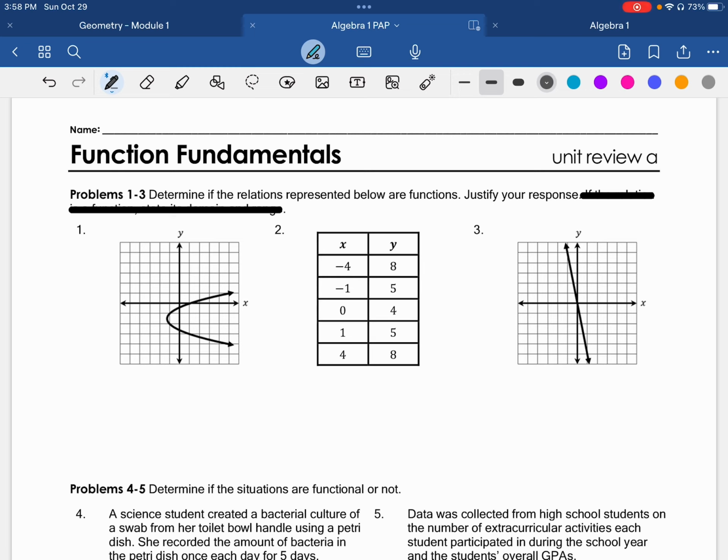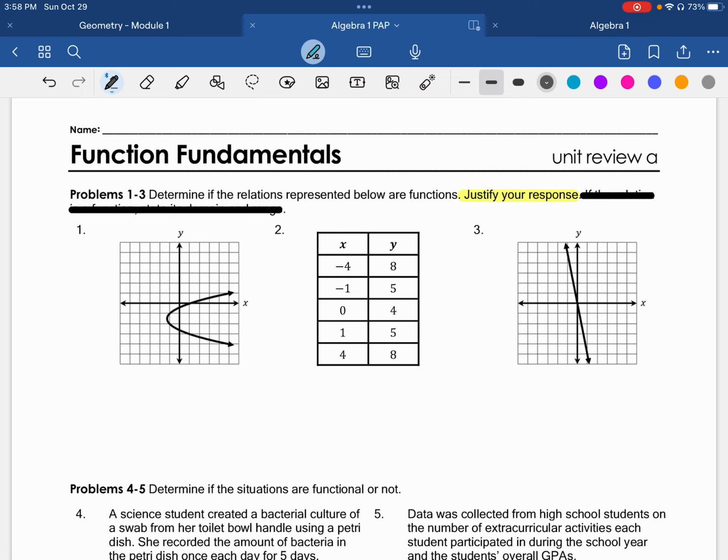I wanted to go over one of these because you're doing a great job on if it's a function or not, but the problem that I'm having is we are not justifying our response. So I just wanted to remind you how you can justify your response. I'm going to go ahead and do question number 1.